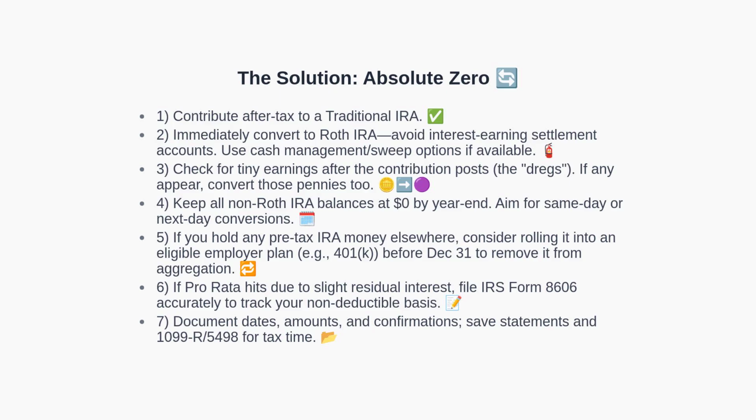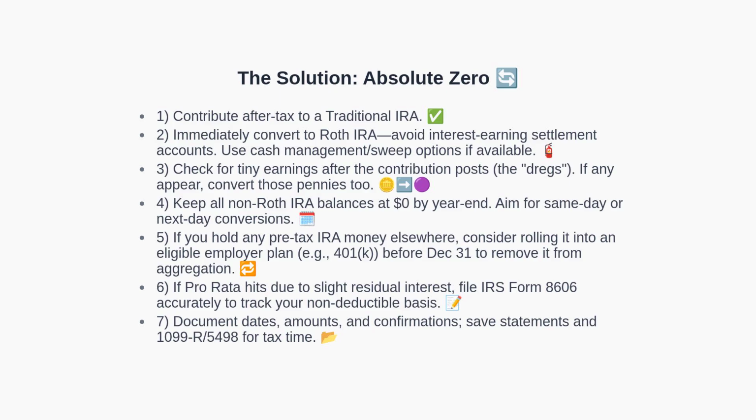Fourth, maintain zero balances across all non-Roth IRAs by year-end. Fifth, if you have pre-tax IRA money, consider rolling it into an employer plan, like a 401(k), before December 31st, so it is not included in the aggregation. Sixth, if the Pro Rata Rule still applies due to small residual interest, be sure to file Form 8606 to track your basis properly. Finally, document everything: record dates, amounts, and confirmations, and keep statements along with Forms 1099-R and 5498.